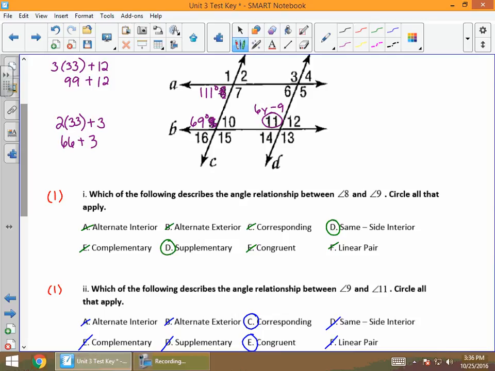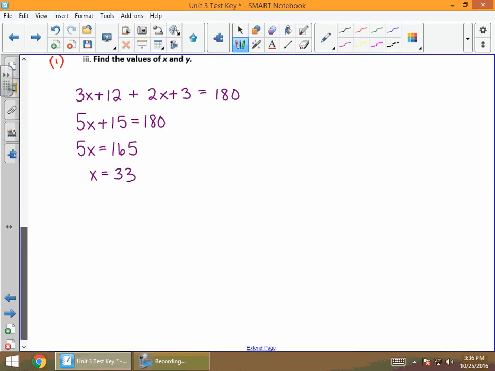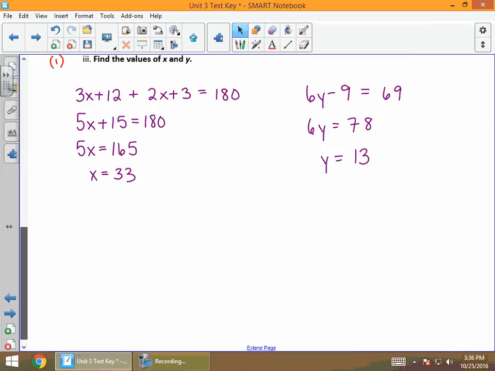So if I think about what I did in part II, it says 9 and 11. 9 and 11 we said are corresponding, so they are congruent. That means that the 6y minus 9 has to be the same as angle 9, so it has to be equal to 69 degrees. So add 9 to both sides. 6y is equal to 78. And divide by 6, and y is equal to 13.